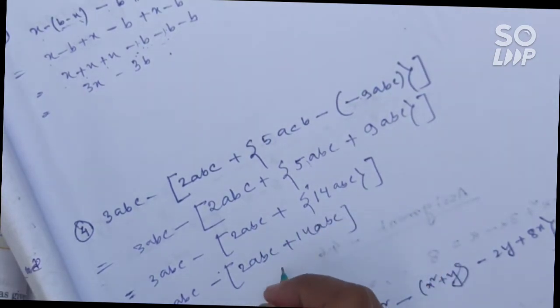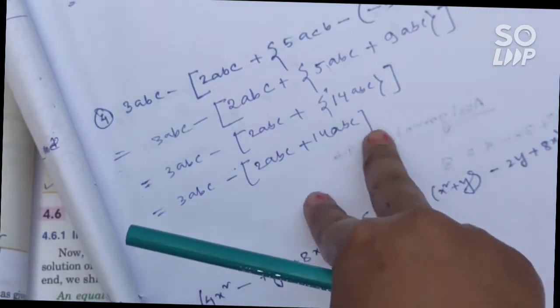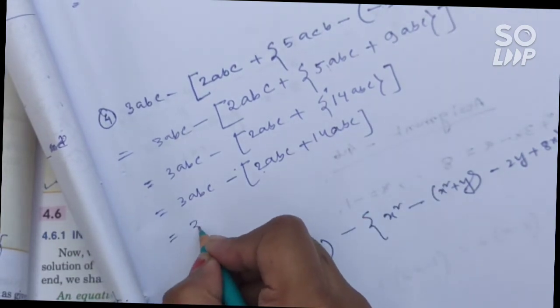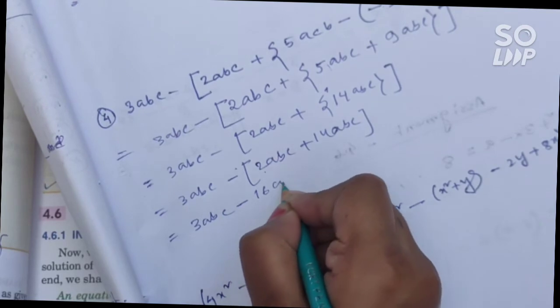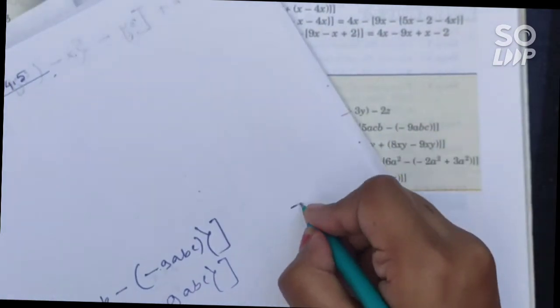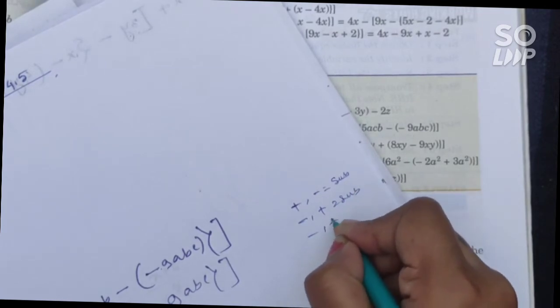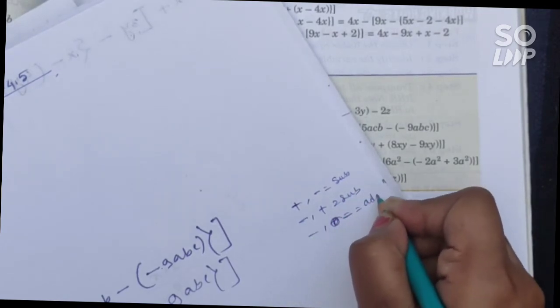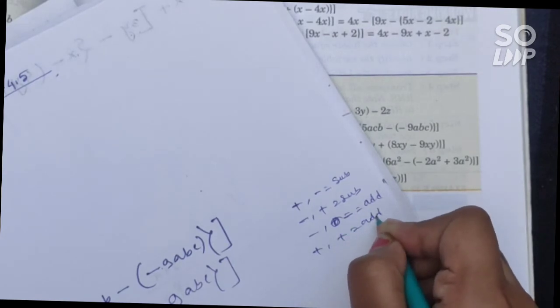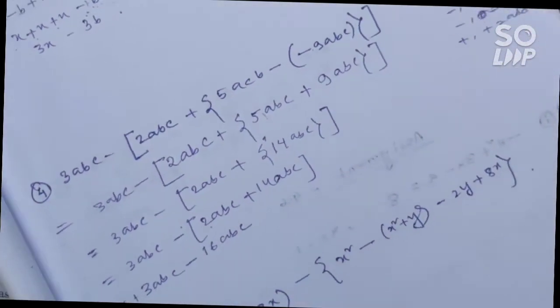Now we will check, can we do the operation in the third bracket? Yes, we can because these are like terms. These will be 16abc. So 3abc minus 16abc. Here one is plus and another is minus, so you have to remember this rule. Plus minus is subtraction, minus plus is subtraction, minus minus is addition, and plus plus is addition. And what will be the sign of the answer? The sign before the greater number will come in the answer.